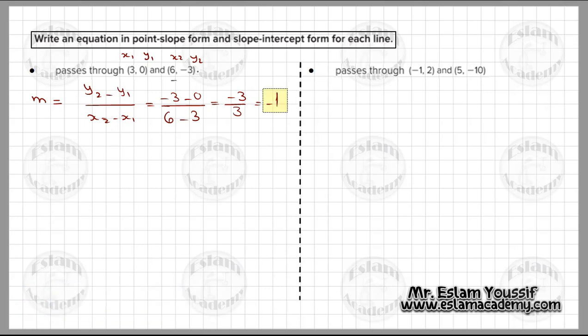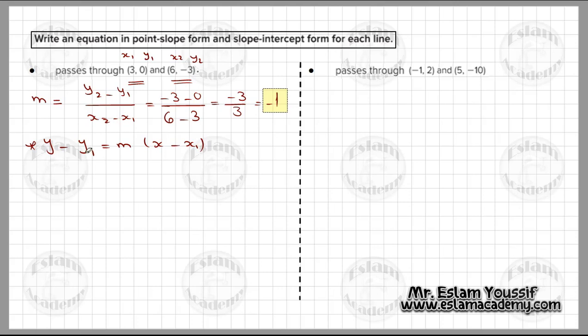After that, we can use one of the 2 points to write the equation. You can use the first point or the second point. I will choose the second point. So y - y1 = m(x - x1). If you choose the first point, you will find the same answer.